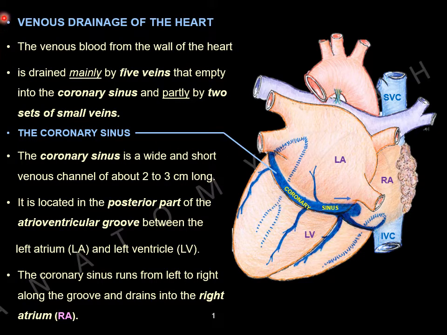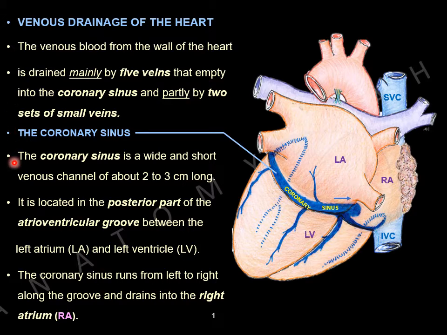Now we are going to talk about venous drainage of the heart. The venous blood from the wall of the heart is drained mainly by 5 veins that empty into the coronary sinus and partly by 2 sets of veins. The coronary sinus. What is the coronary sinus?